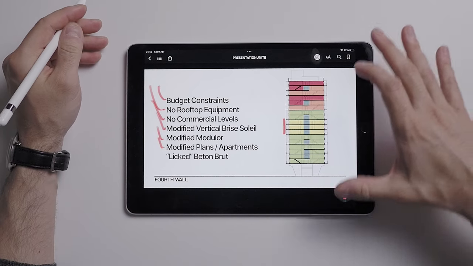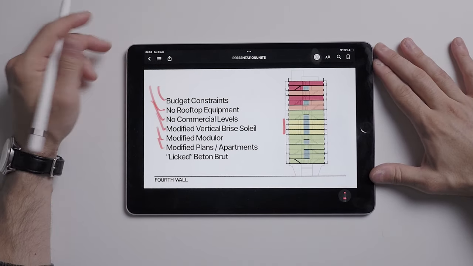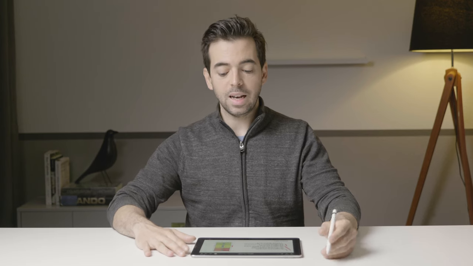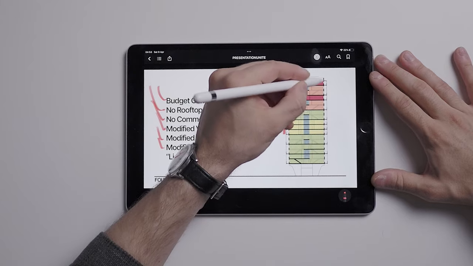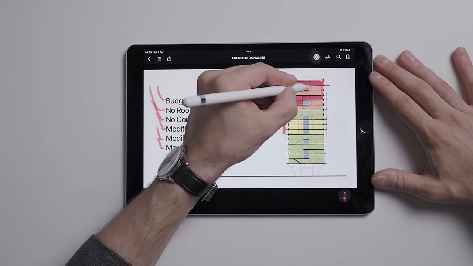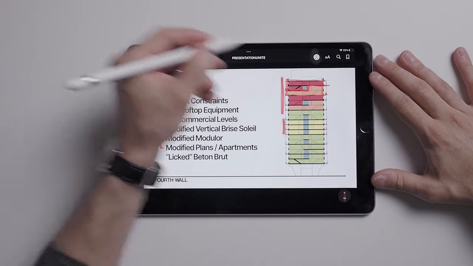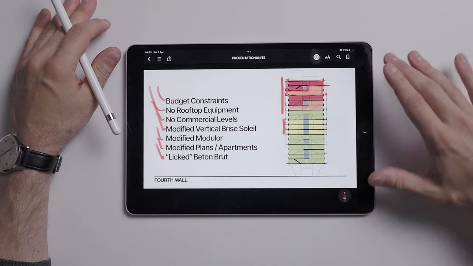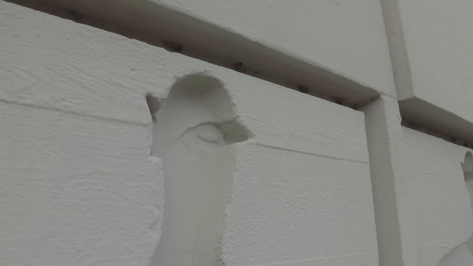This unité also has modified plans and apartments. So there are more single height apartments and fewer double height apartments. If you look at it here, you can see that those two interlaced apartments only happen on the upper levels of the unité. And the firms that built the building were apparently too competent, because the finish of the exposed concrete was too fine and it didn't have enough texture, according to Le Corbusier. He called it licked by Tom Poole.